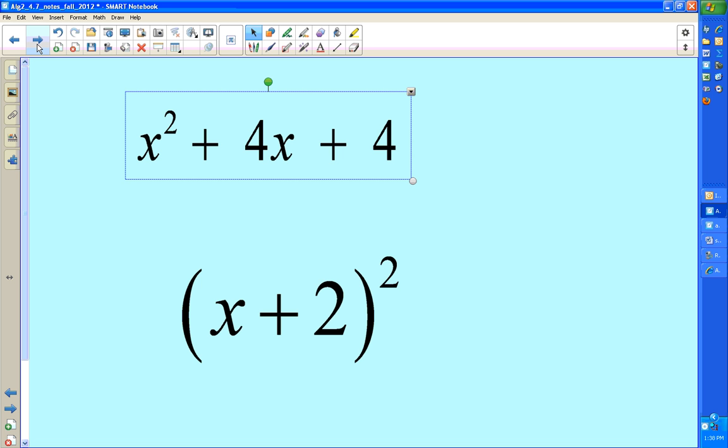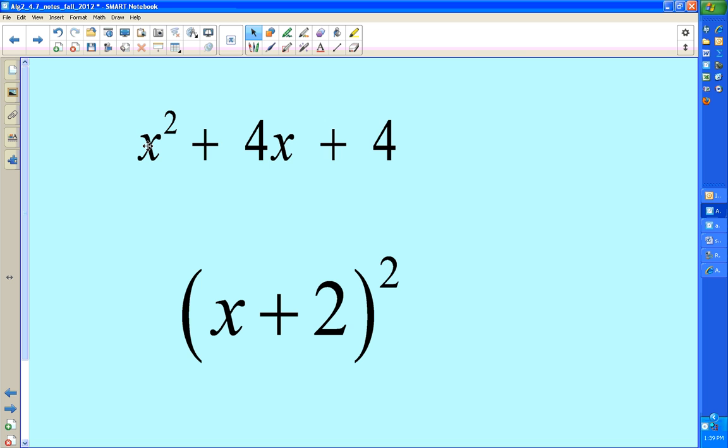So here's an example. Now I've chosen this. This is as simple a perfect square trinomial as you can get. What's A? 1. What's B? 4. What's C? 4. A, B, C. Half of B is 2. 2 squared is 4. A times C is also 4. That's a perfect square trinomial. The square root of A is 1. The square root of C is 2. 1 times 2 is half of B. It's a perfect square trinomial.